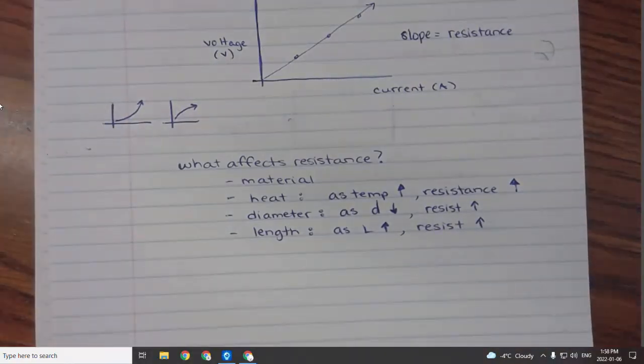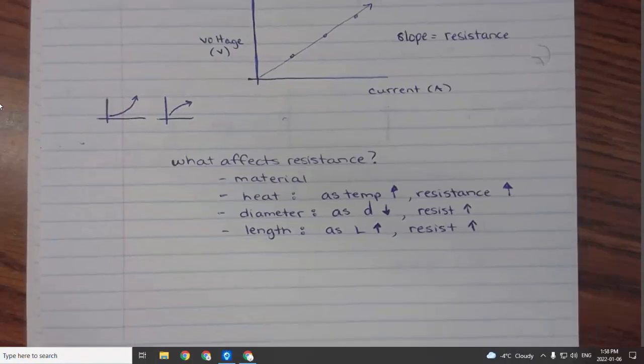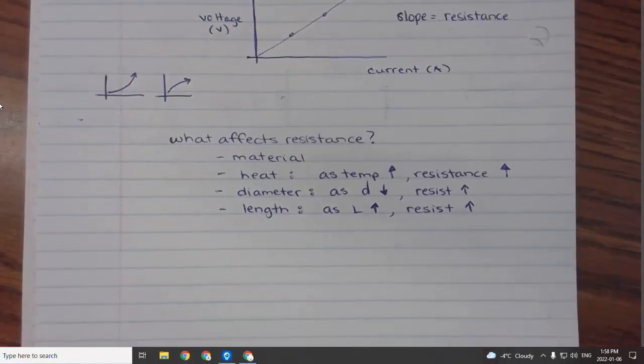So those are the different factors that affect the resistance. And those are the three things that we want to look at in our circuits: voltage, current, and resistance. You are going to have some questions to work on from here about all of these different things. And then tomorrow there'll be a lab on Ohm's law.